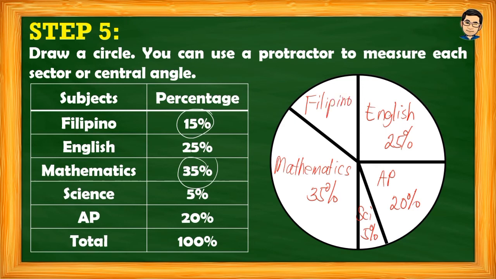Filipino, we have 15%. As you can see, nakahati na po yung ating circle into 5 kasi 5 yung subjects. And then kada subjects, meron silang corresponding percentage. Nakitang-kita naman natin na pinakamalaking percentage ang meron sa mathematics. And then pinakamababa naman for science.